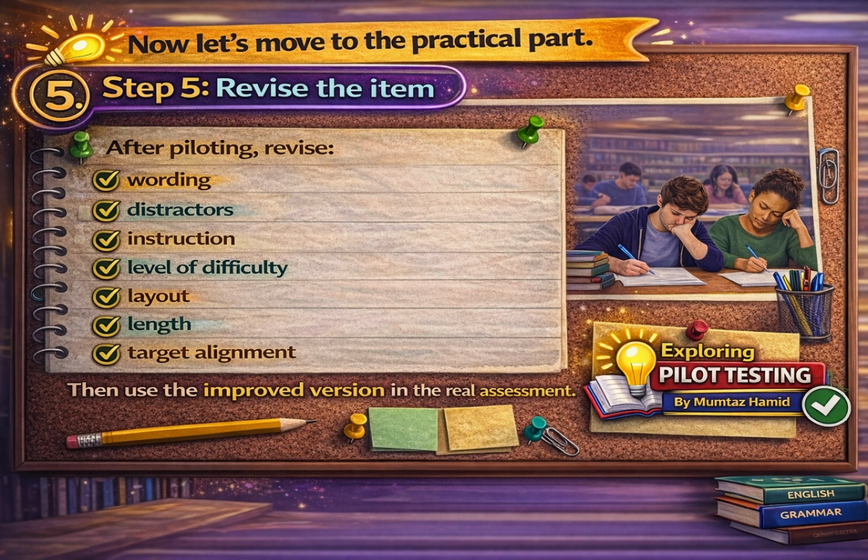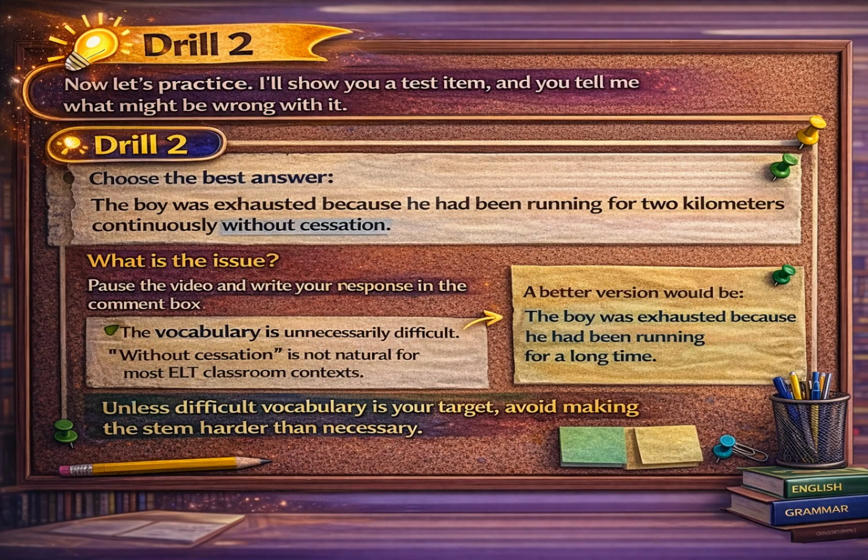Drill 2. Choose the best answer. The boy was exhausted because he had been running for 2 kilometers continuously without cessation. Students, what is the issue? Pause the video and write the answer in the comment box. The vocabulary is unnecessarily difficult. Without cessation is not natural for most ELT classroom contexts. A better version would be, the boy was exhausted because he had been running for a long time. Students, unless difficult vocabulary is your target, avoid making the stem harder than necessary.